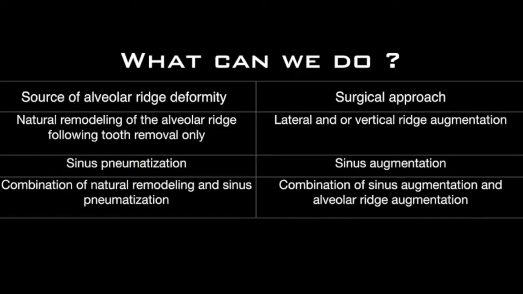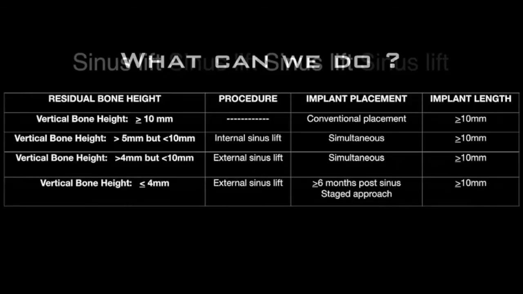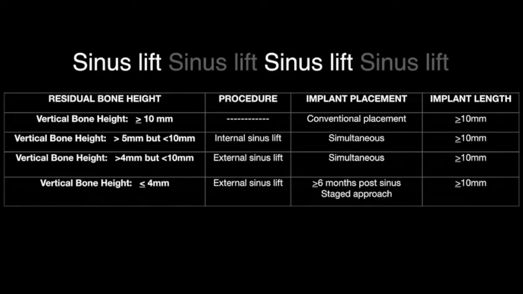And as some clinicians say, take one miracle at a time. You may need to do it in multiple procedures. You don't have to do it all at once. And always keep in mind, if you have 10 millimeters of vertical bone height, you don't need any type of sinus lift procedure. If you have between 5 to 10 millimeters, internal sinus lift is adequate. Between 4 to 10, external sinus lift is adequate. And if you have less than 4, you may need to do your external sinus lift first, and then wait before you can come back and place your implants.